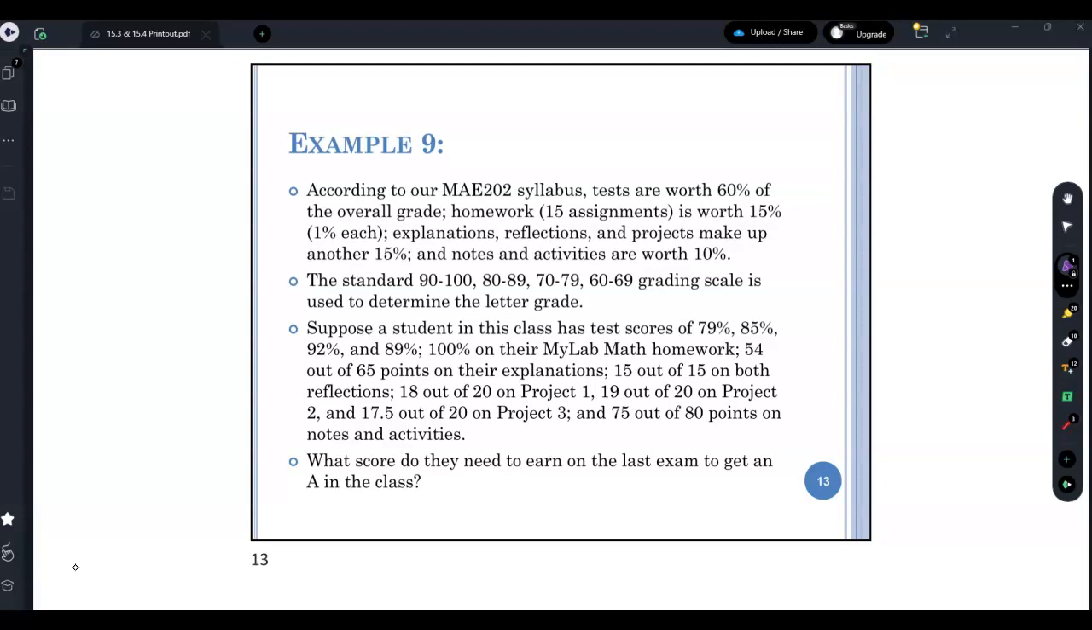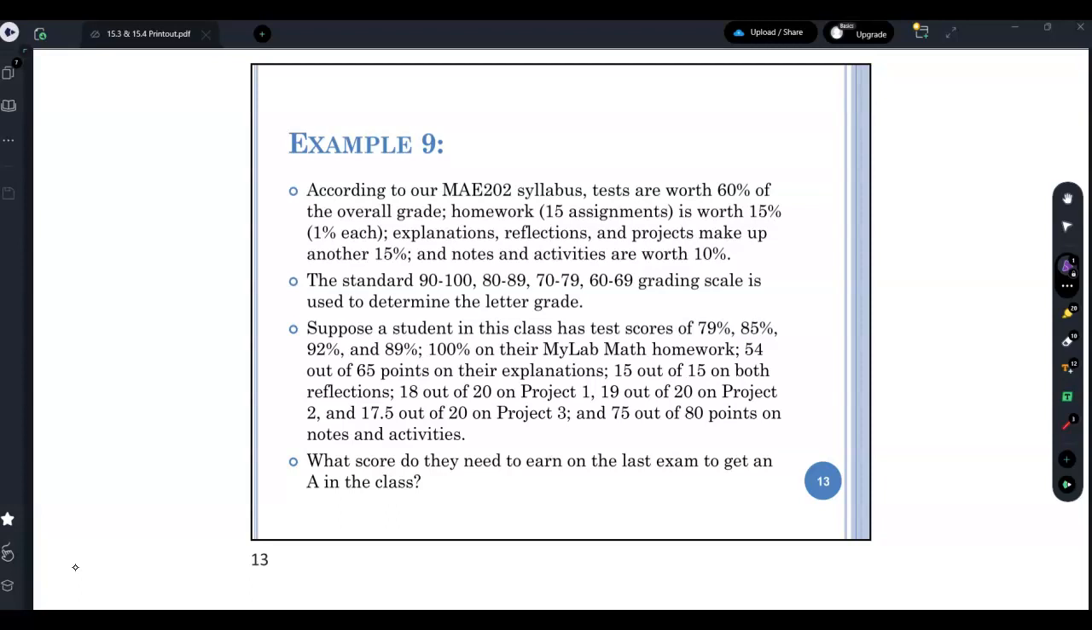So suppose a student in this class has test scores of 79%, 85%, 92%, and 89%. They have 100% on their MyLab Math homework, 54 out of 65 points on their explanations, 15 out of 15 on both reflections, 18 out of 20 on project 1, 19 out of 20 on project 2, and 17.5 out of 20 on project 3, and then 75 out of 80 points on their notes and activities.